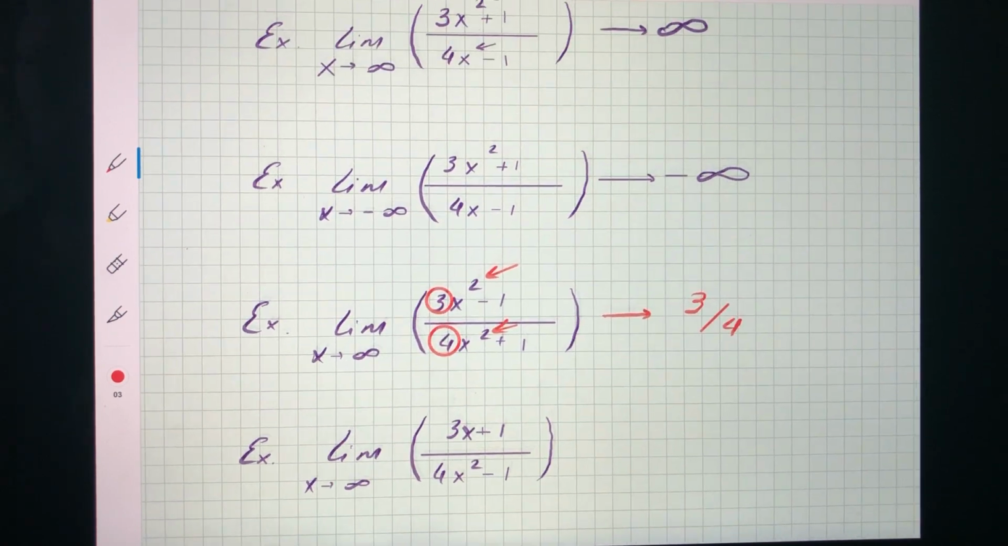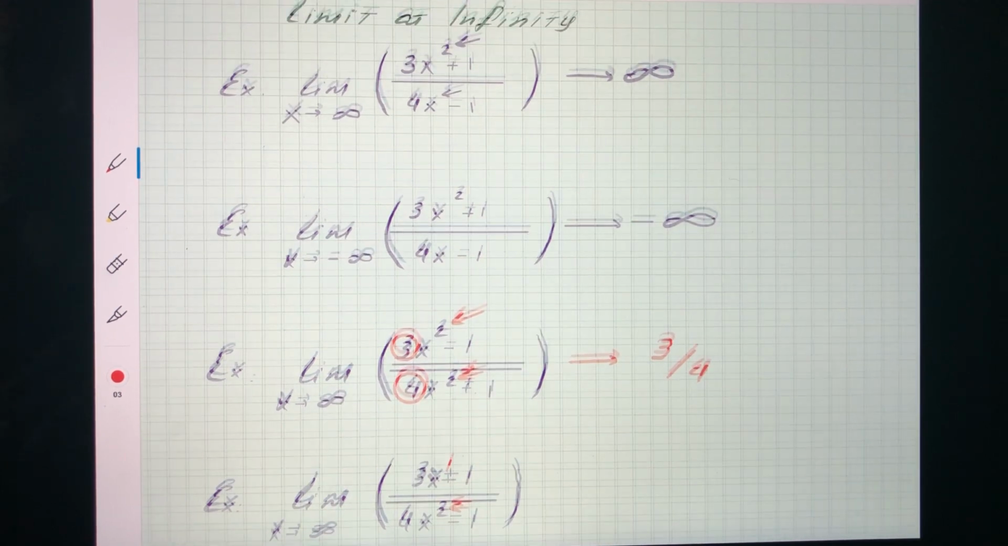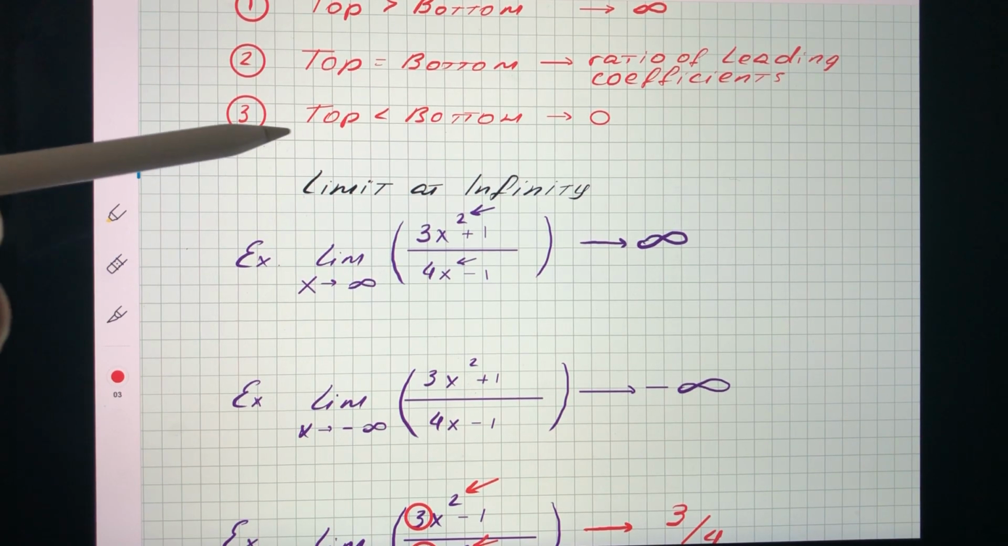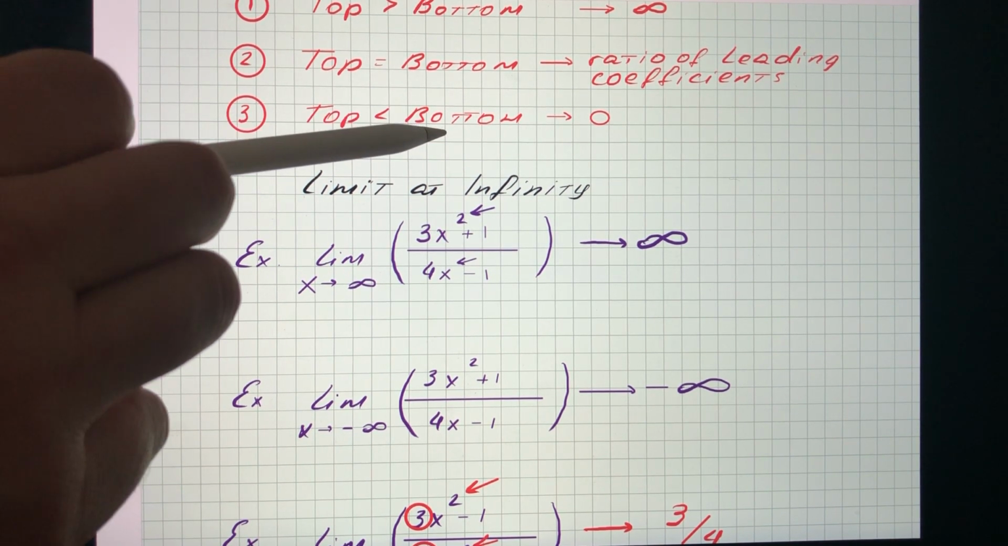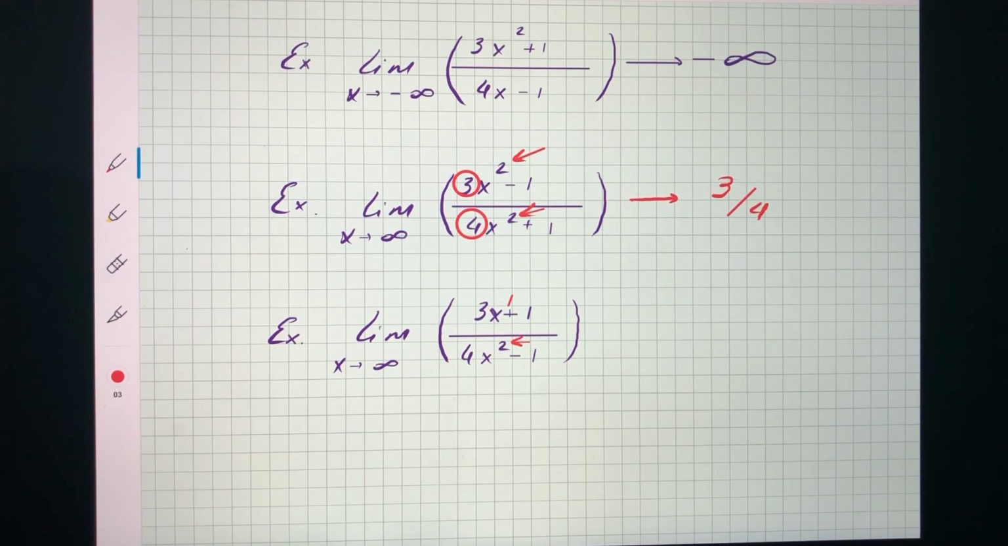And then the last example, the top has the highest power of 1, the bottom has 2, so the bottom grows faster than the top, which means we have this last case, the top is less than the bottom, and so the answer will be 0. And that's our final result.